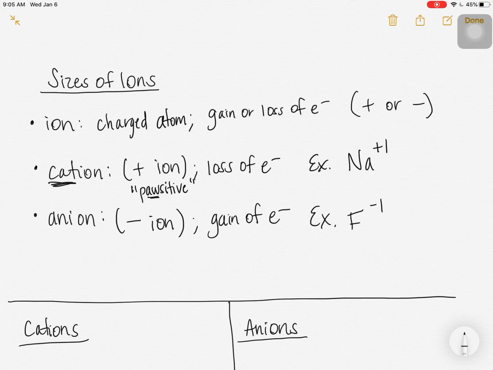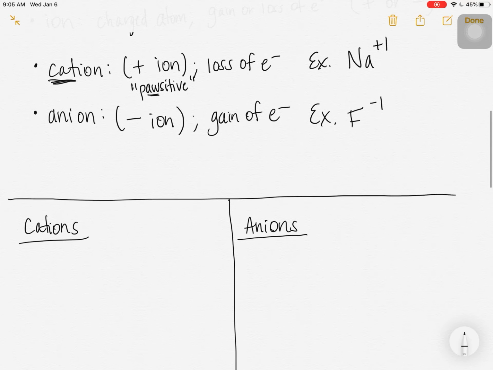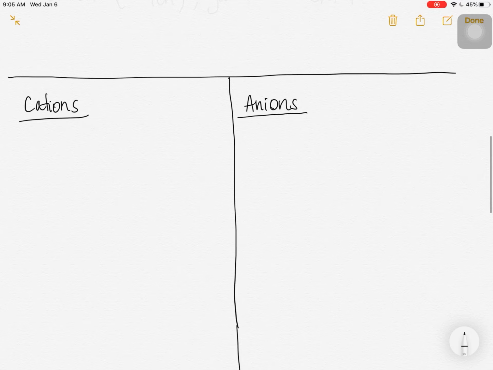Okay, so that's just a quick vocabulary review, and now we're going to talk about the sizes of these things. I'm going to do anions first. So let's do fluorine and the fluorine ion, right? So this is the atom, and this is the ion. Remember, to be an atom means to be neutral. Okay, so to talk about the sizes here, I'm going to draw pictures. So if we think about fluorine, fluorine has 9 protons in the nucleus.